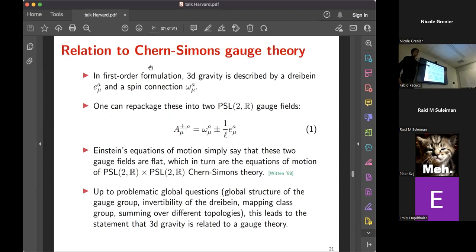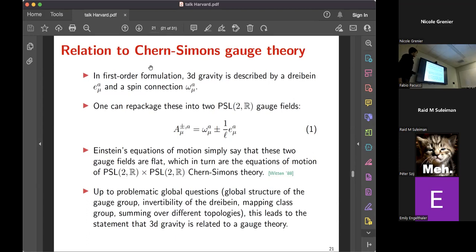Both of those have one space-time index and one internal index, because the spin connection in 3D gravity can be dualized. Usually you have two antisymmetric indices, but that's the same as one index in 3 dimensions. You can repackage those into two SL2R gauge fields by taking these combinations. L again is the AdS length.